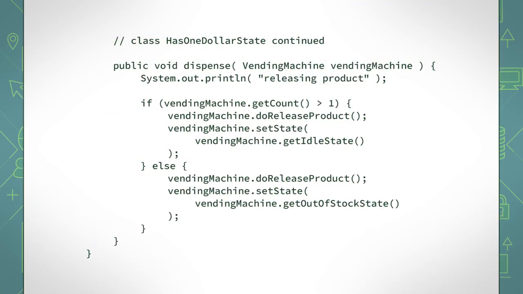Here's what happens if the dispense method is called in the has$1 state class. The product is released. Depending on whether stock remains after releasing the product, the vending machine's current state is set to either the idle state or the out-of-stock state.